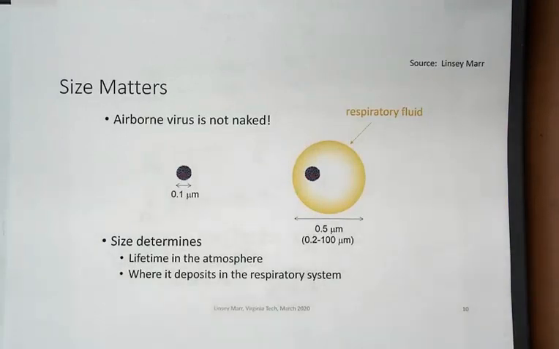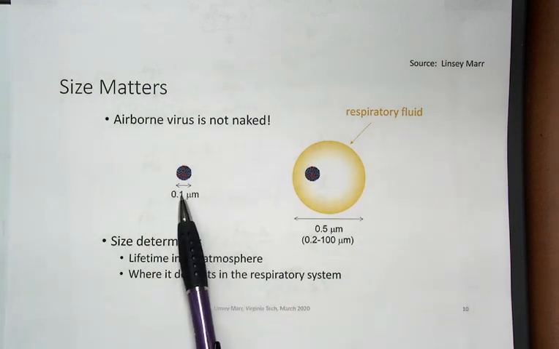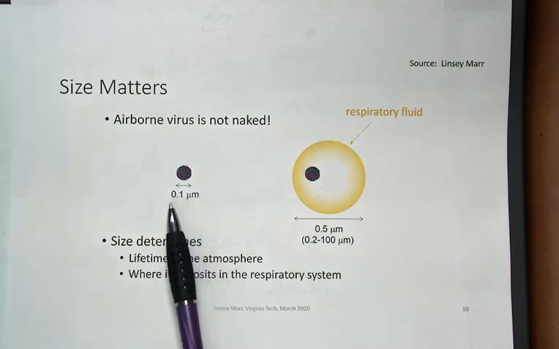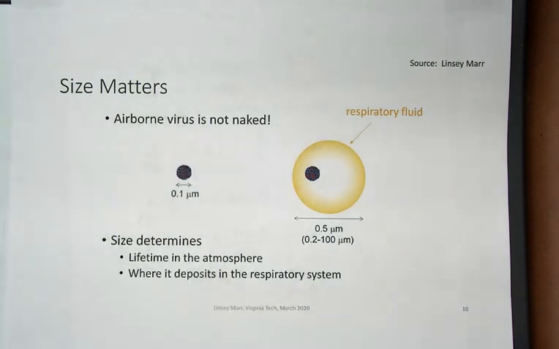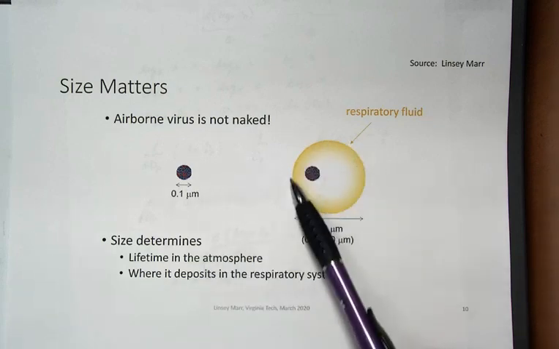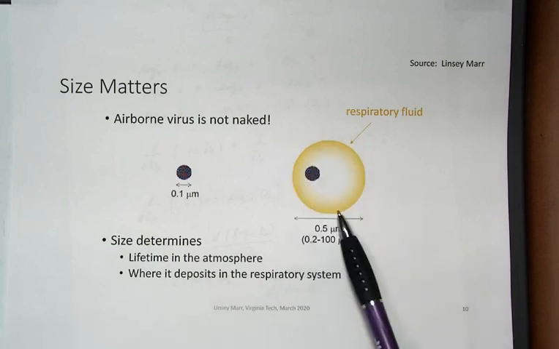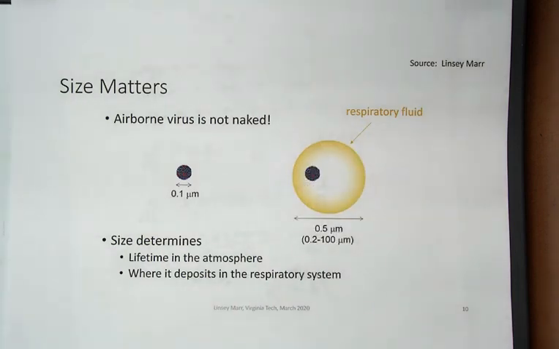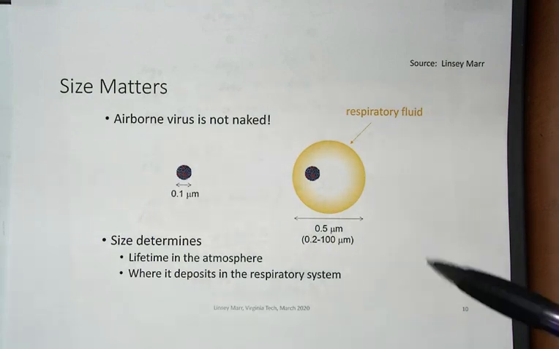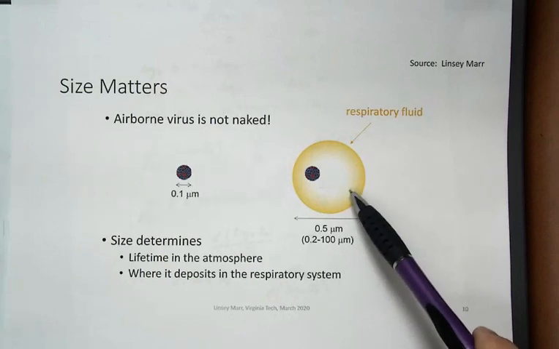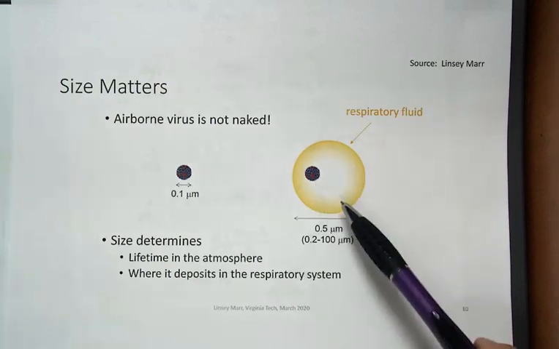So we said the naked virus is about 120 nanometers for coronavirus. Here's influenza at 100 nanometers. However, the airborne virus is not naked. It's trapped in respiratory fluid. So whether it's coming out in breath, or in a cough, or a sneeze, or while you're speaking, all those are going to be some mix of respiratory fluid and virus.